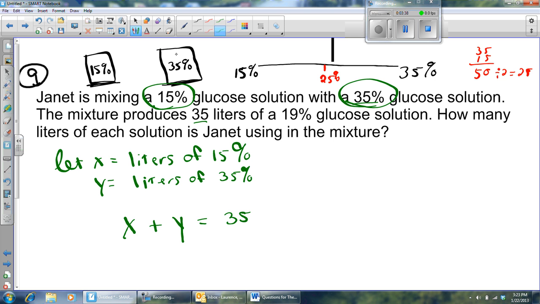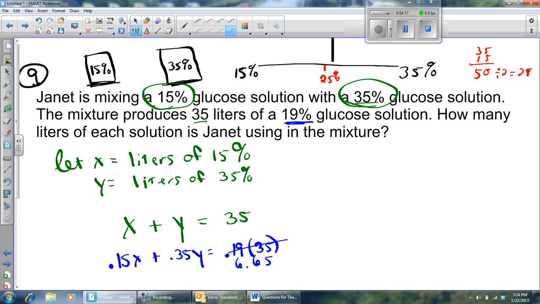Now, my second equation is real simple. I'm going to take the percentage as a decimal and multiply it by the liters. So I'm going to go 0.15x plus 0.35y. That's got to equal this percentage, 0.19 multiplied by 35. Now I like to cross that out and figure out what that is right away. I don't like to deal with that in an unsimplified form. So I'm going to multiply 0.19 by 35, and I'm going to get 6.65.